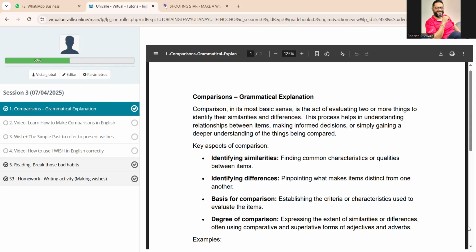Comparison in its most basic sense is the act of evaluating two or more things to identify their similarities and differences. This process helps in understanding relationships between items, making informed decisions, or simply gaining a deeper understanding of the things being compared. Okay, so technically we have two items. We compare the similarities and also the differences.